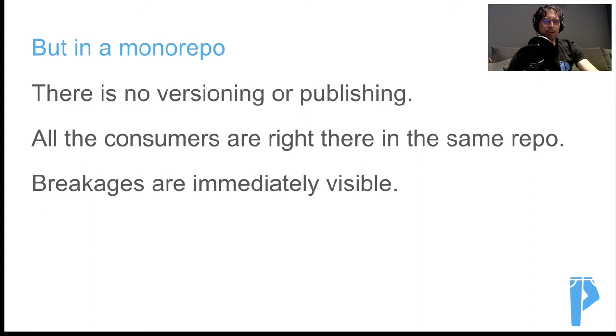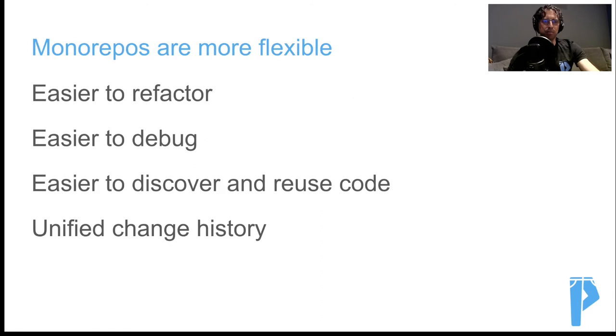Whereas, how does this work in a monorepo? There's no versioning and there's no publishing. All the consumers of your code are right there in the same repo. So for example, the effects of your change are immediately visible. You can find all the consumers of your code using ripgrep or whatever you use to grok your code base, and you can run all the tests in the code base to ensure that your changes are valid. You can essentially advance the code base in lockstep. And so this is an example of where the code base architecture enforces responsibility and good teamwork.